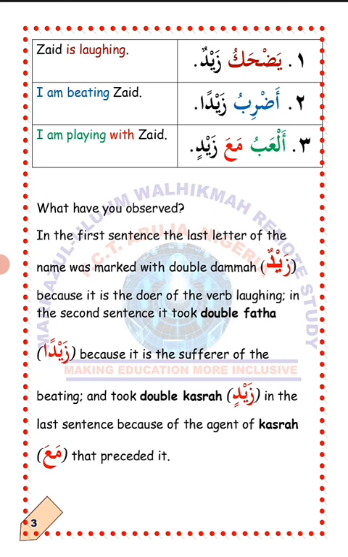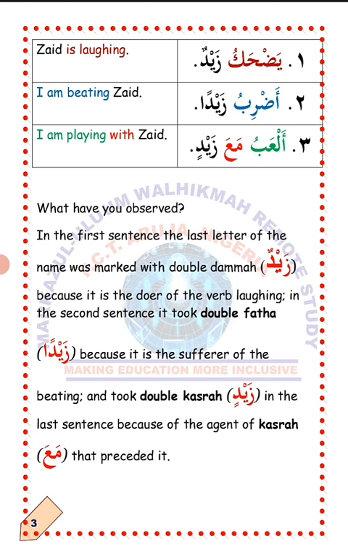So the grammatical responsibility of ma'a is to make sure the last letter of any name that comes after it takes kasra, either single kasra or double kasra. So that is the grammatical duty of ma'a. That is why the last letter of the name Zaid has taken double kasra, because of the agent of kasra that comes before it. I hope you understand. لعلك فهمت?